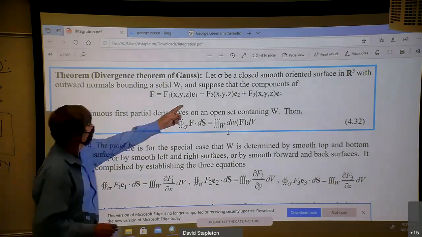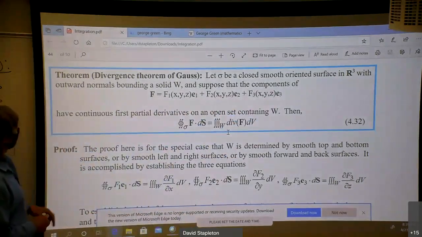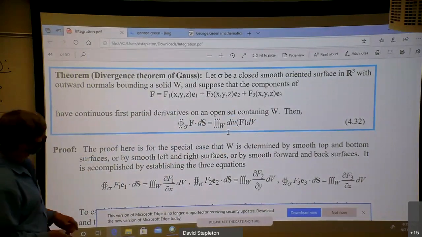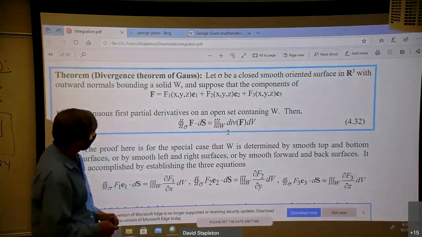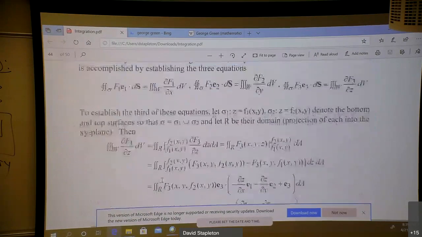And then this is your i, j, k here. Just use the other notation. And with continuous first partial derivatives on an open set containing a solid W, then the surface integral is equal to the divergence of F over the volume. So there's the proof down there with lots of gory detail. It's also in the book, I think.